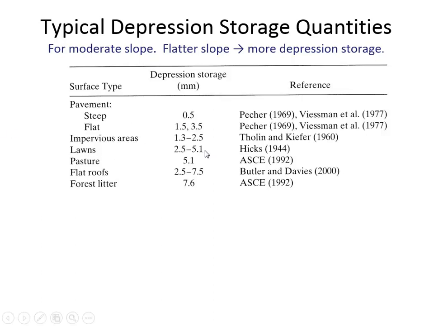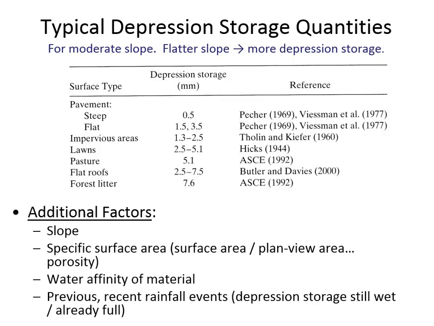Lawns are going to have a much higher depression storage than a paved surface, and flat roofs may retain quite a bit depending on what is on the roof. Some roofs are stone roofs, and a stone roof can have really a lot of storage because it's a granular media where the entire surface of the rock is getting wet. Some roofs are stone in the sense that it's like gravel up on top of the roof to keep the asphalt paper in place. And if all that gravel has to get wet before there's runoff from the roof, then there's a lot of storage there.